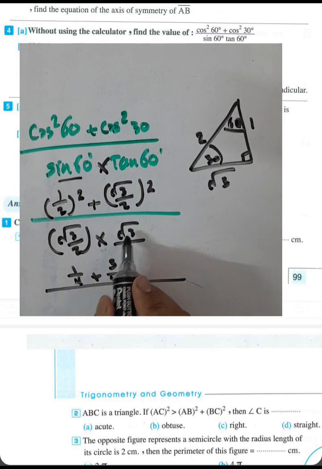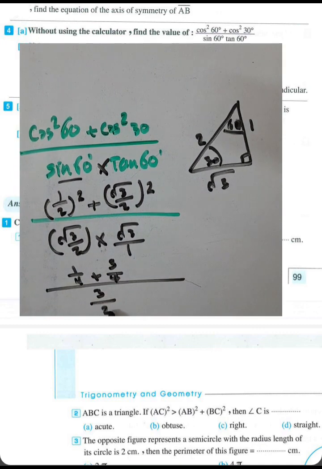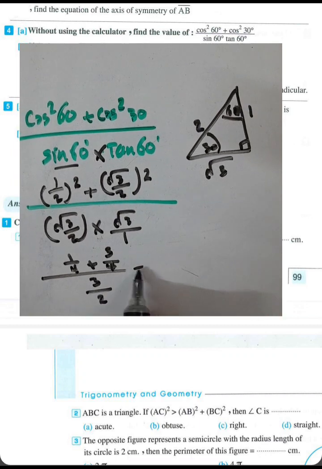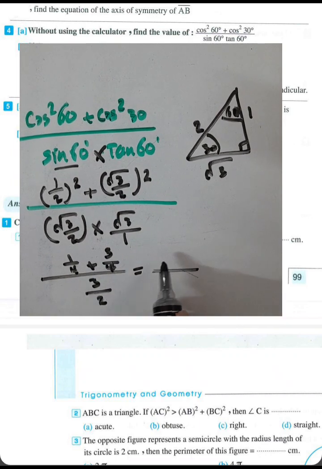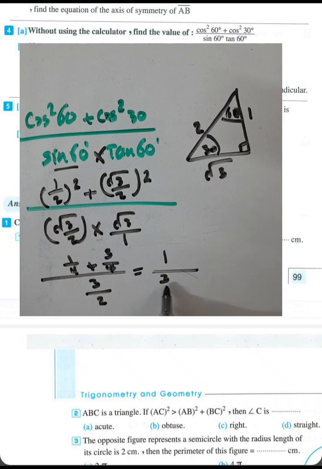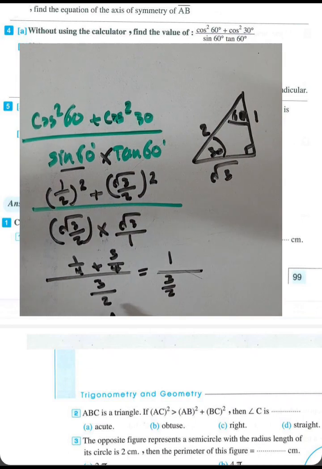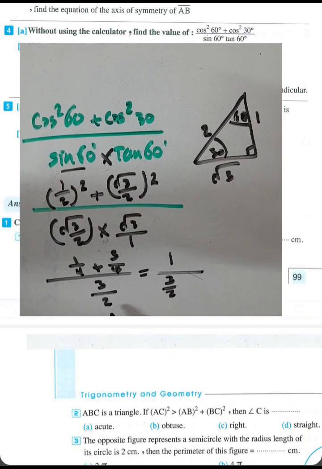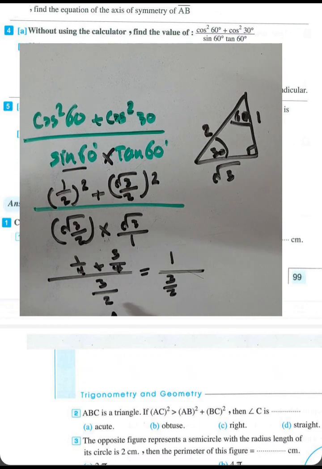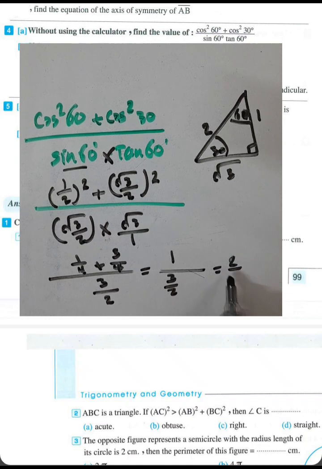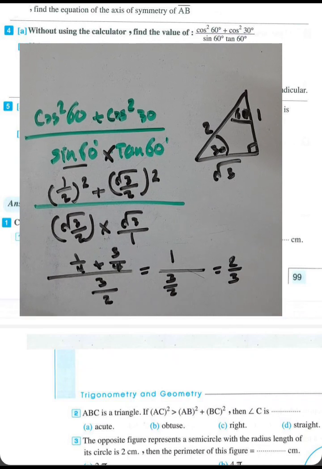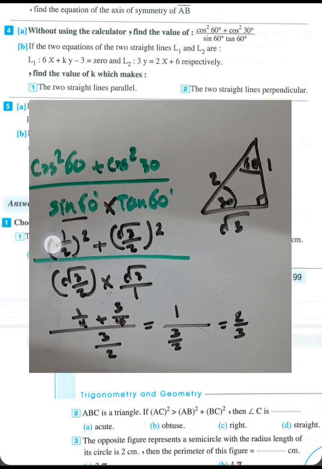Here root 3 times root 3 will be 3, and 1 times 2 equals 2. Then you can simplify it: 1 over 4 plus 3 over 4 gives 1 over 3 over 2. Then you can add them, and the result will be 2 over 3. Write the inverse of this number, and the result will be 2 over 3. It was question number 1, letter A.